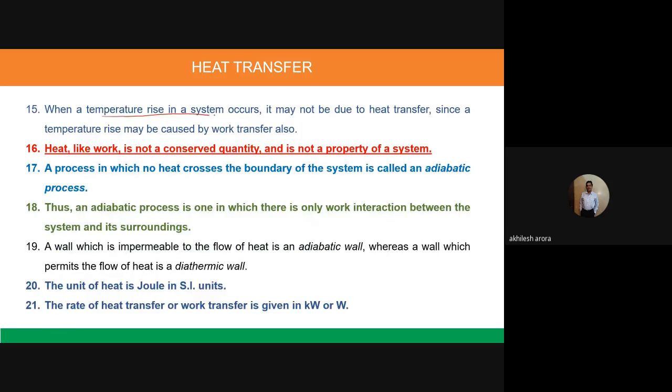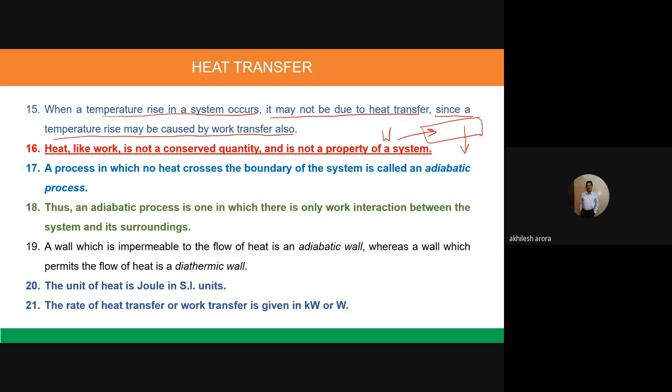When a temperature rise in a system occurs, it may not be due to heat transfer, since the temperature rise may be caused by work transfer also. This is very simple. For example, if there is a system here and work is entering into it, but there is no heat transfer, then also the temperature can increase. Or if work is leaving the system, work is being done by the system, then also the temperature of the system may change. So it is not necessary that the temperature of the system will change only because of heat transfer. But heat transfer will always occur because of the temperature difference.